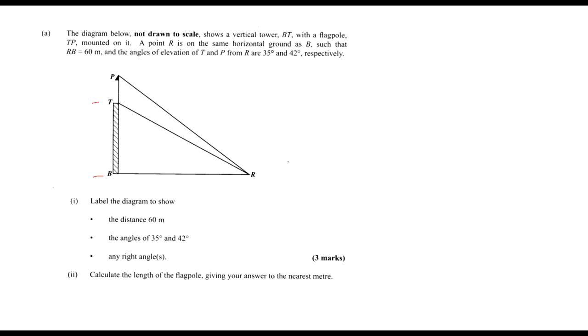A point R is on the same horizontal ground as B. So this is R here, such that RB is 60 meters. So this here represents 60 meters, right?